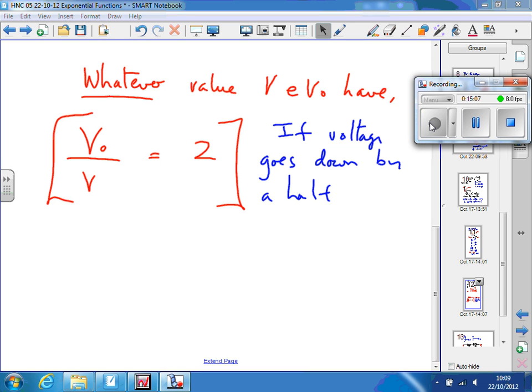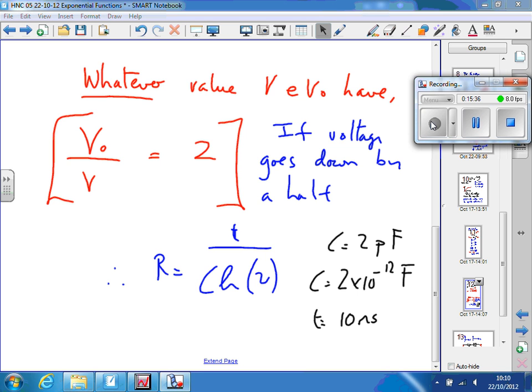And if we think about that in another situation, in radioactivity, for example, we talk about things called half-lives, which is the time for the material to drop to a half, in which case N naught, the amount of radioactive material we've got, divided by N, the amount of material we've got left, is always going to be 2. So we can use the natural logarithm of 2 to help us find the half-life of a material. So with this information, rearrange: R equals t over C log 2. So given the values for C and t, we can calculate the value for R in the circuit.